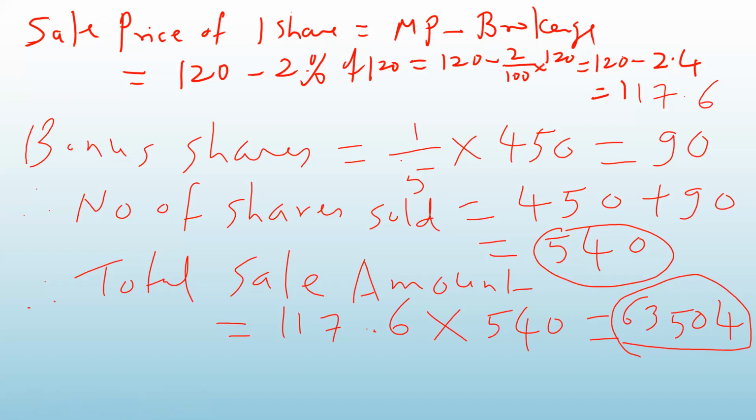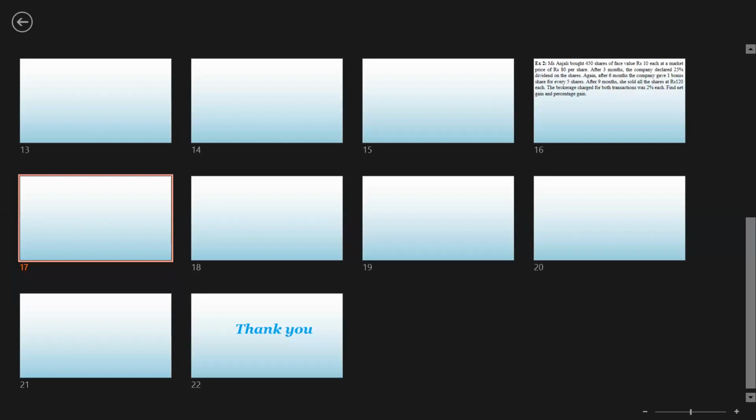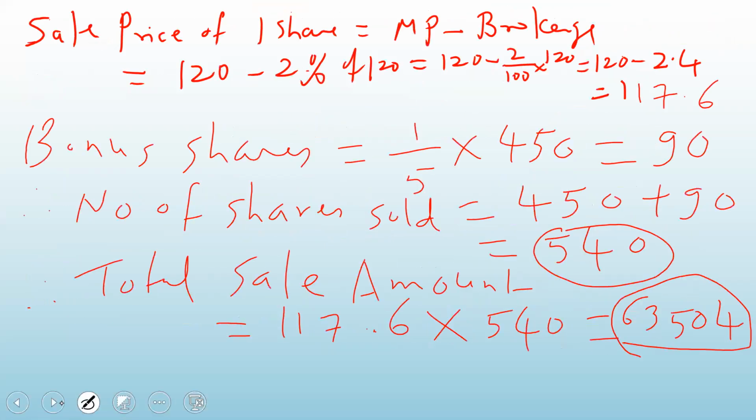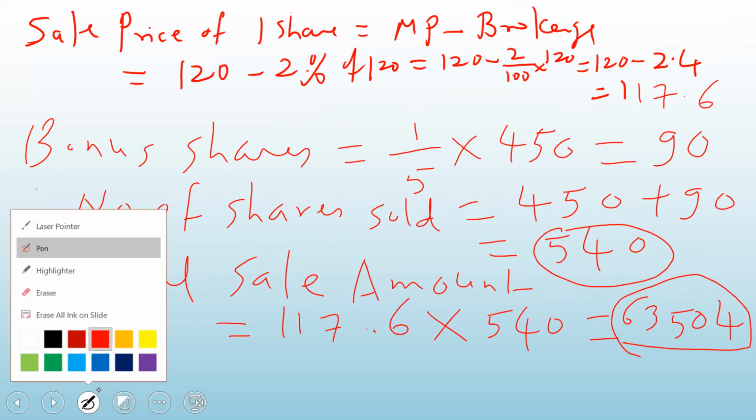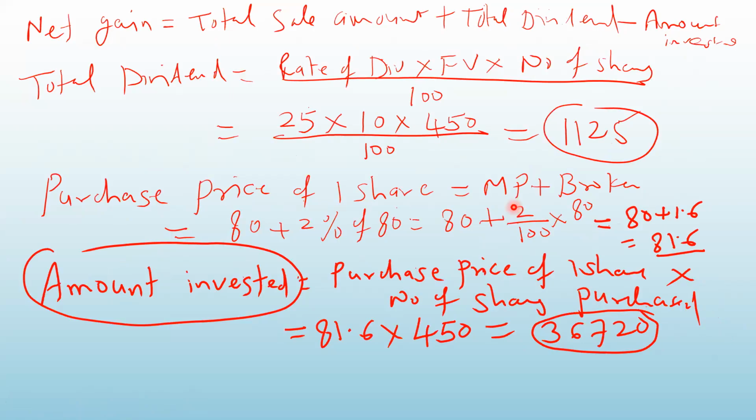Okay. So now you know the total sale amount. You also know the total dividend. You also know the amount invested. So you know everything here. The amount invested is 36,720. Look here. Total sale amount is 63,504 and total dividend is 1125 and amount invested is 36,720. So you know everything required to find the net gain. Let us calculate the net gain.